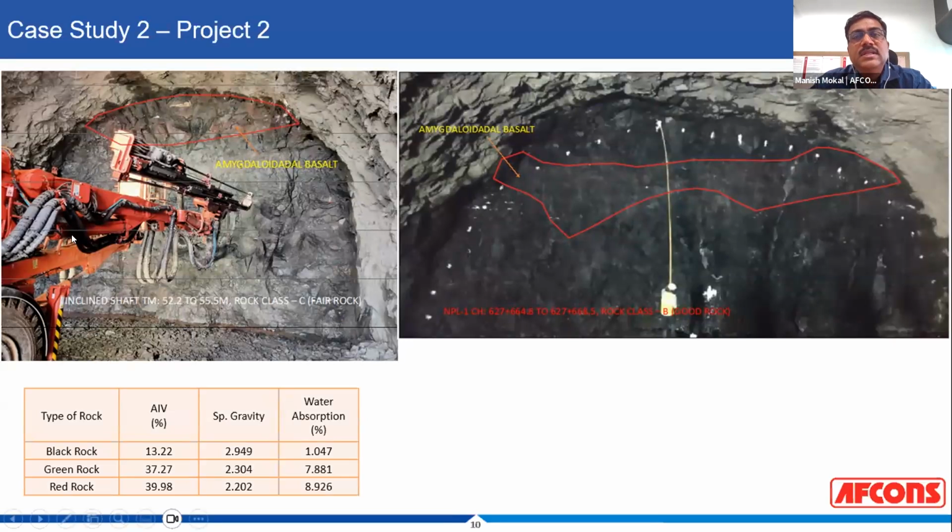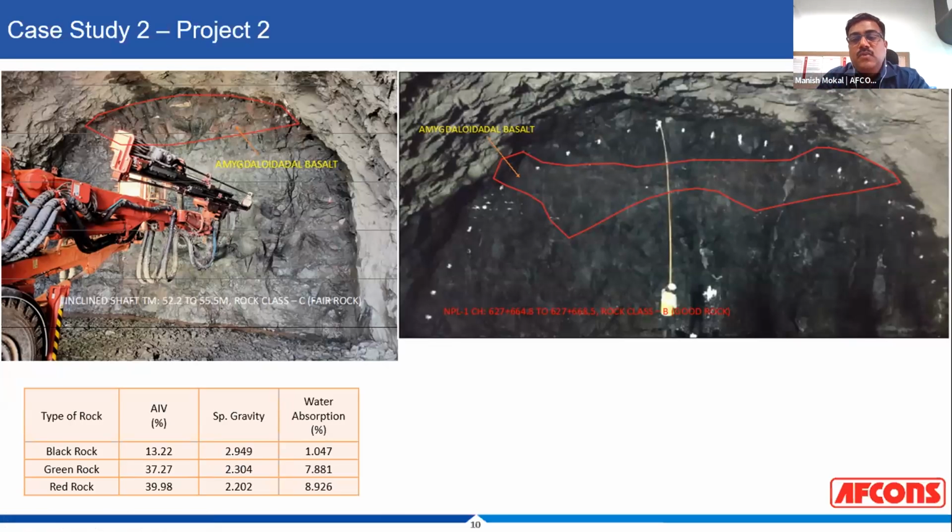properties. However, in this area, there was a weak basalt which is called an amygdaloidal basalt. So if you look at the table below, the black rock is the very good sound rock, and you can look at the specific gravities and the water absorptions. And the green and the red are the weak amygdaloidal basalts, which come in the range of around 10 to 15% of each blast that we take in the tunnel.